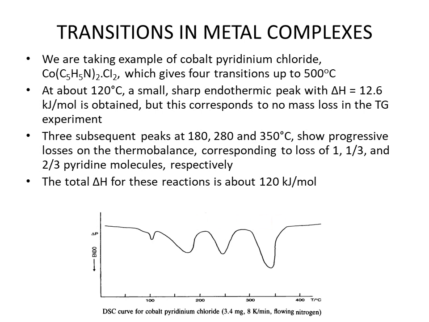So here's the DSC curve for this complex. It gave 4 transitions up to 500 degrees centigrade. We can see here 1, 2, 3 and 4. The first one was at about 120 degrees centigrade, as you can see over here. It was a small sharp endothermic peak with an enthalpy of reaction calculated as 12.6 kilojoules per mole.